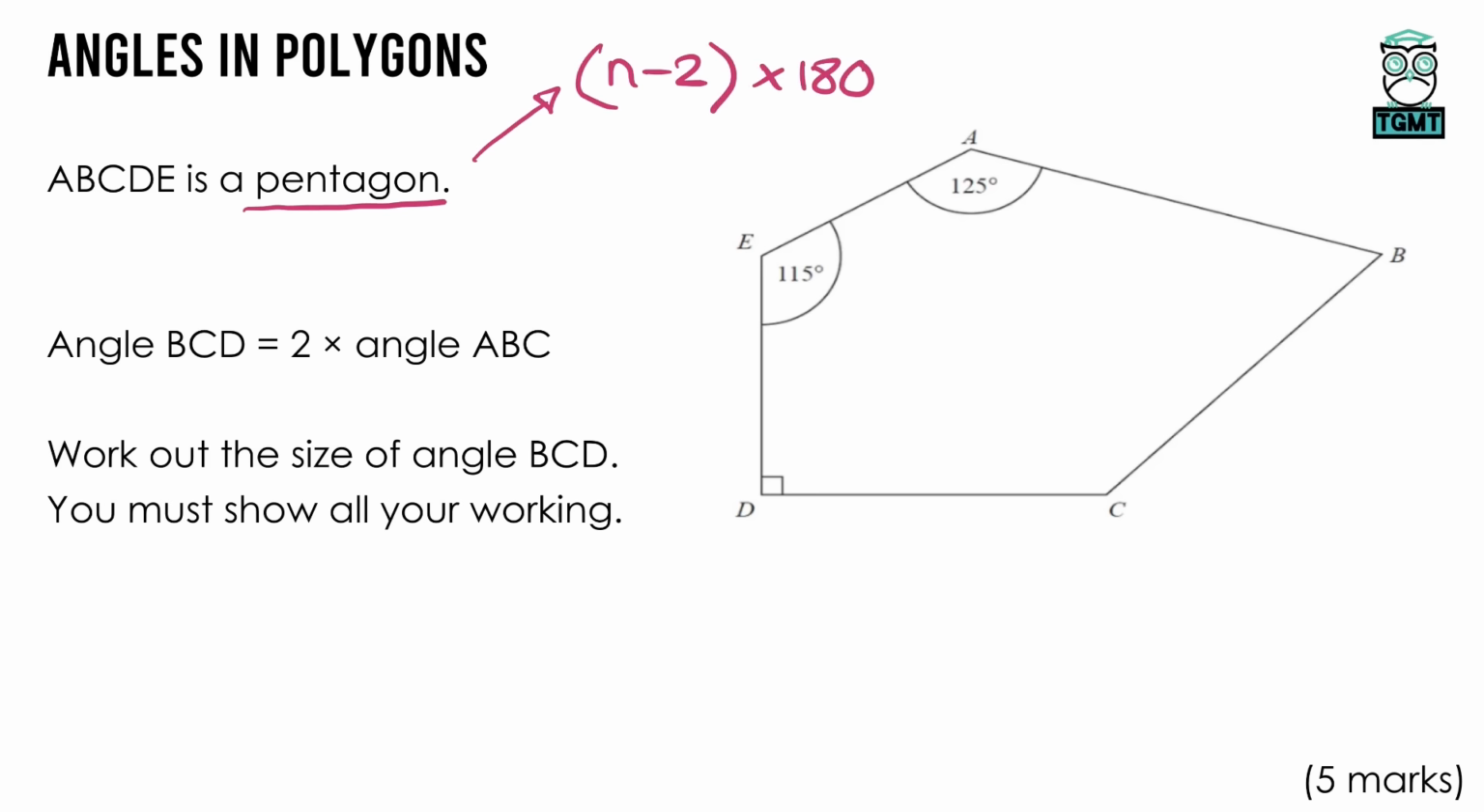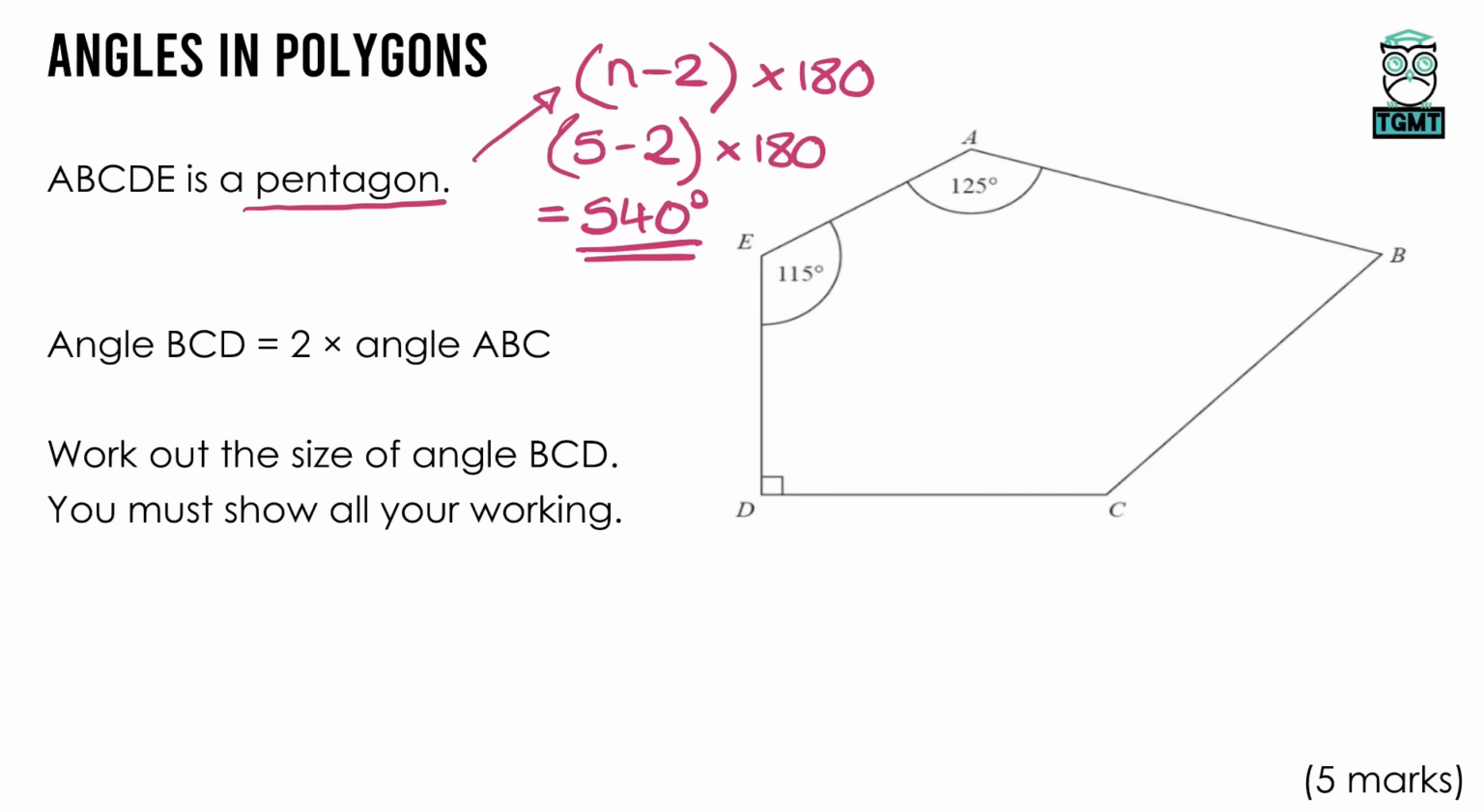When we take away 2 from the amount of sides, it just tells us the smallest amount of triangles that it can be made out of. So in this case, 5 sides, take away 2, is equal to 3. So it can be made out of 3 triangles, and each triangle has a total of 180 degrees. I've just typed that into the calculator, and we get 540 degrees. Even if you know a pentagon is 540 degrees, still show that working out. So now we know it's 540.